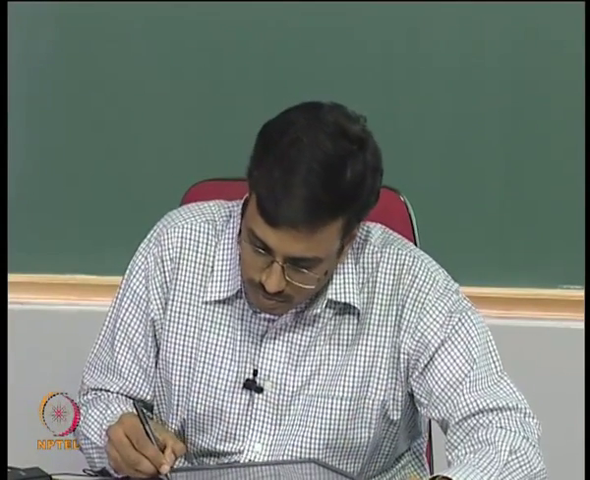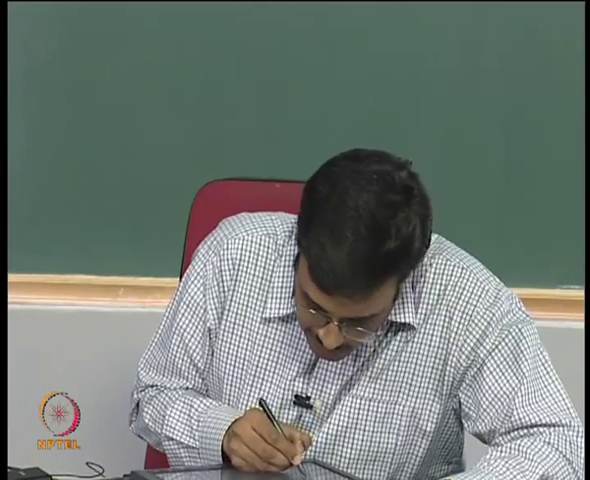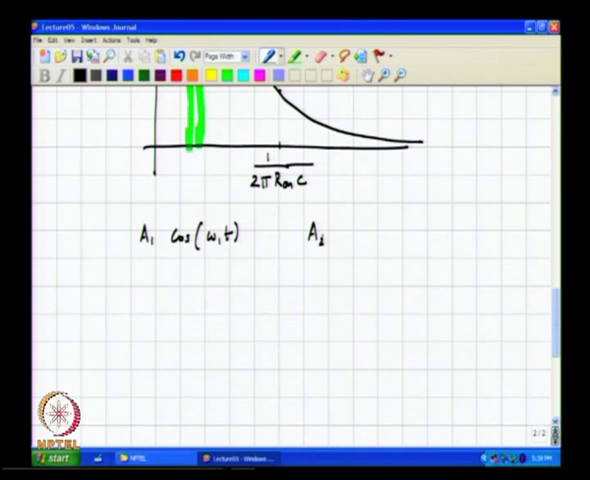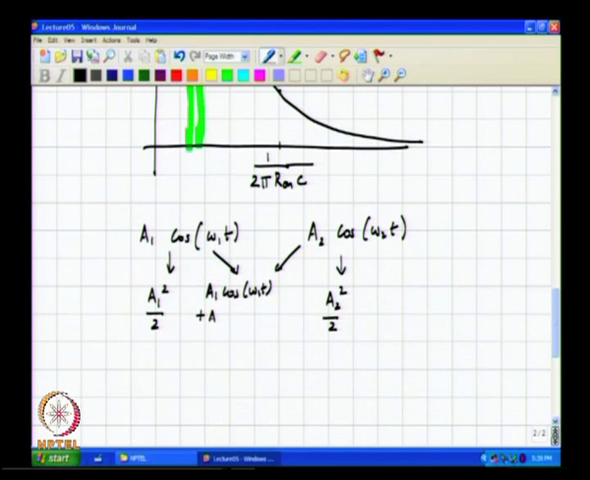Is this clear? No? Okay, let me explain. Let us say I had a waveform A1 cos omega 1 t and another waveform A2 cos omega 2 t. The mean square value of the first is A1 square by 2, and of the second is A2 square by 2. Now let us say I add these two together, then I will get A1 cos omega 1 t plus A2 cos omega 2 t. What is the mean square value of this?